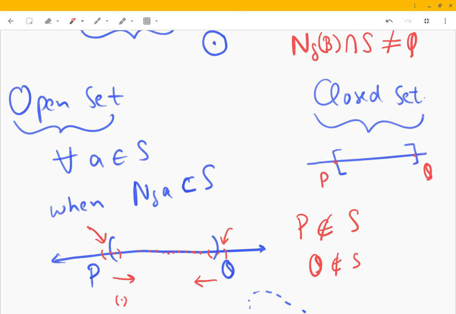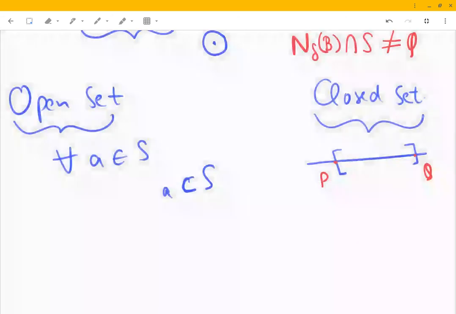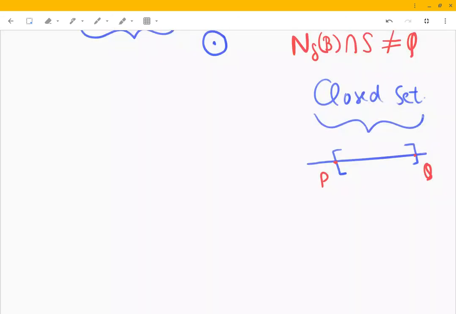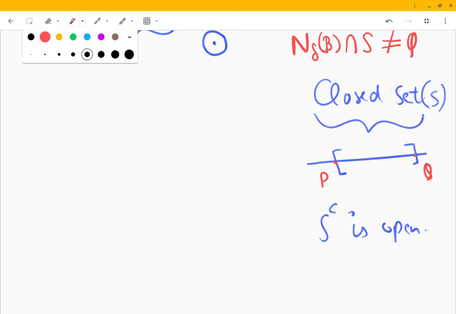One definition of a closed set is when the complement of the set is open. Okay? What does that mean? Let me clear this. Open set, you can revisit it anytime. Closed set: one definition of a closed set is, if S is a closed set, then S complement is open.